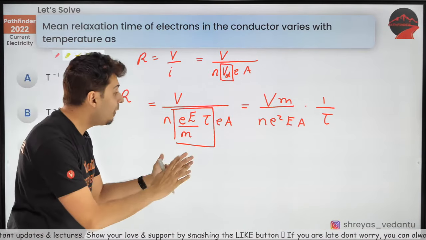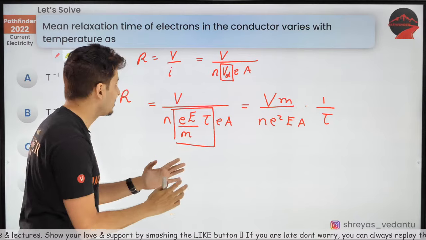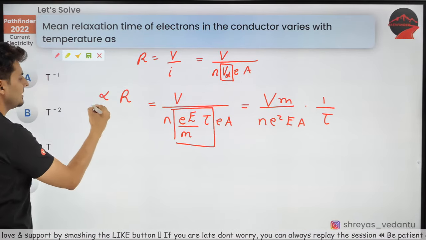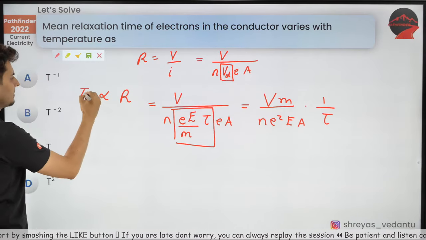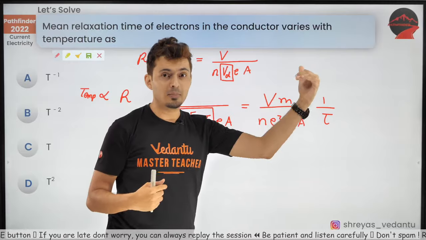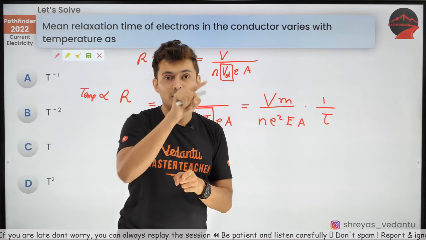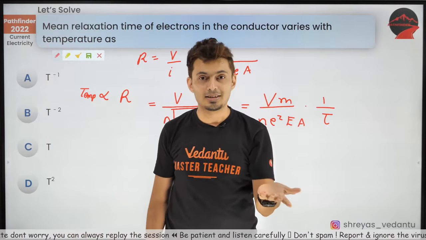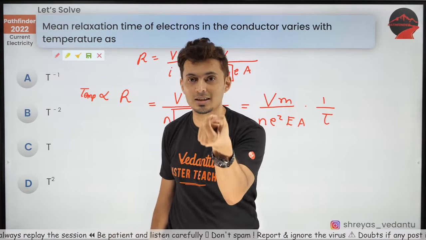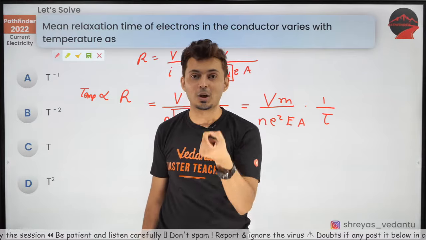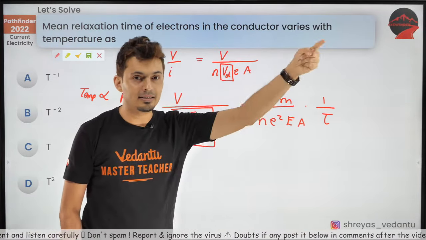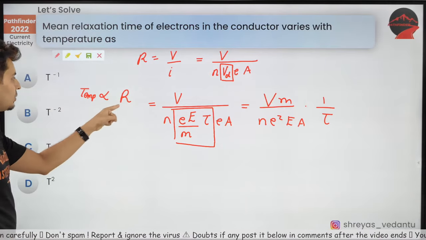Now, what you need to do is think carefully. Isn't resistance directly proportional to temperature? Remember, the more the temperature, the more the resistance. There is a linear relation between temperature and resistance. I just gave you the linear coefficient of resistance, alpha. More the temperature, more the resistance, and it is directly proportional. That's why this relationship holds true.